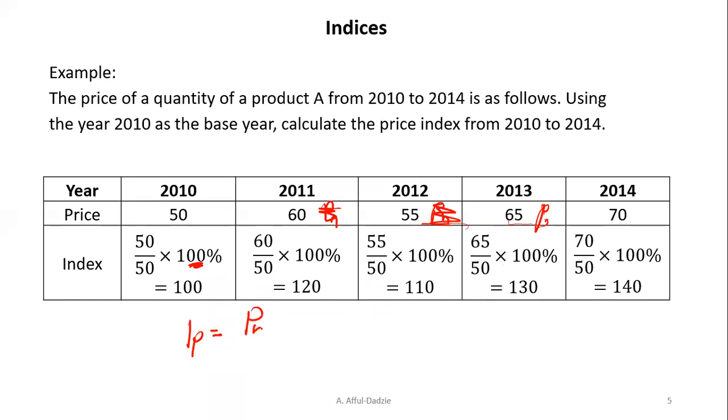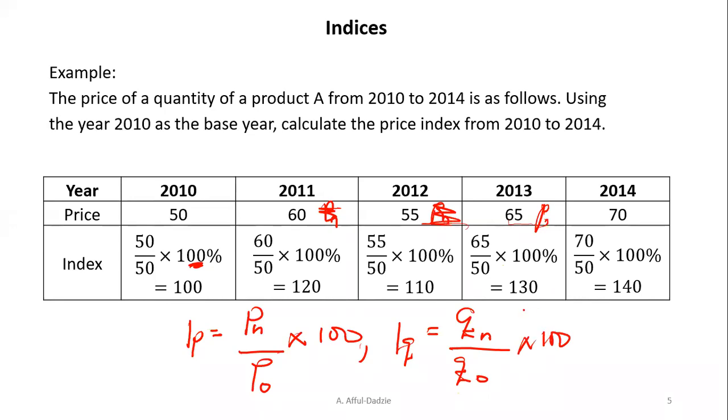It is the price at a certain time period of interest over the price at the base time period, multiplied by 100. Please have that in mind. If it is for quantity, then it is the quantity at a certain time period of interest over the quantity at the base period, times 100. Okay, so we all have this at the back of our minds.